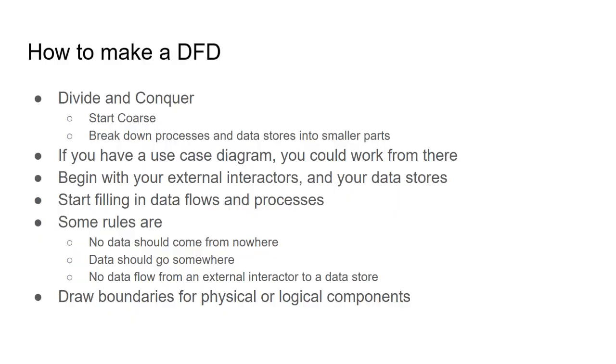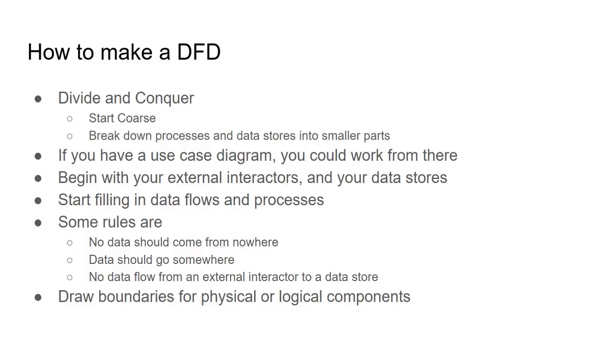So how do you make a DFD? Well, you start with a coarse DFD and you break processes and data stores into smaller parts. If you have a use case diagram, you can start with that by putting the users on the use case diagram as external interactors on your DFD, and taking the use cases and turning them into processes. And then you can start by taking your external interactors and your data stores and trying to fill in the data flows and processes in between.